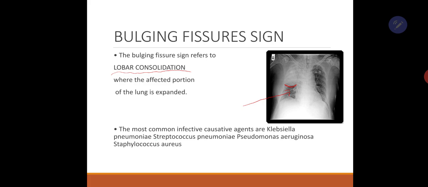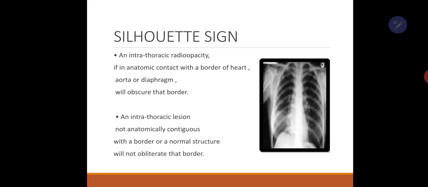The most common infective causative agents are Klebsiella pneumoniae, Streptococcus pneumoniae, Pseudomonas aeruginosa, and Staph aureus. So these are the four organisms that cause bulging fissure sign, and the bulging fissure sign refers to lobar consolidation where the affected portion of the lung is expanded.